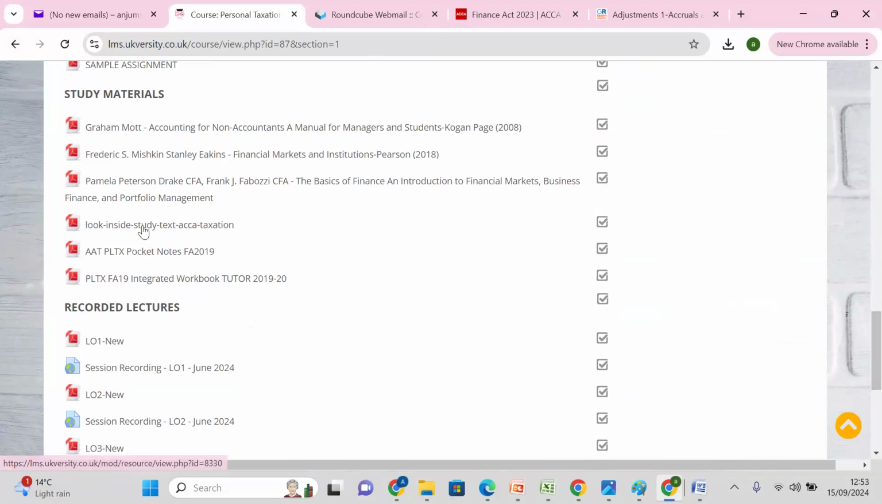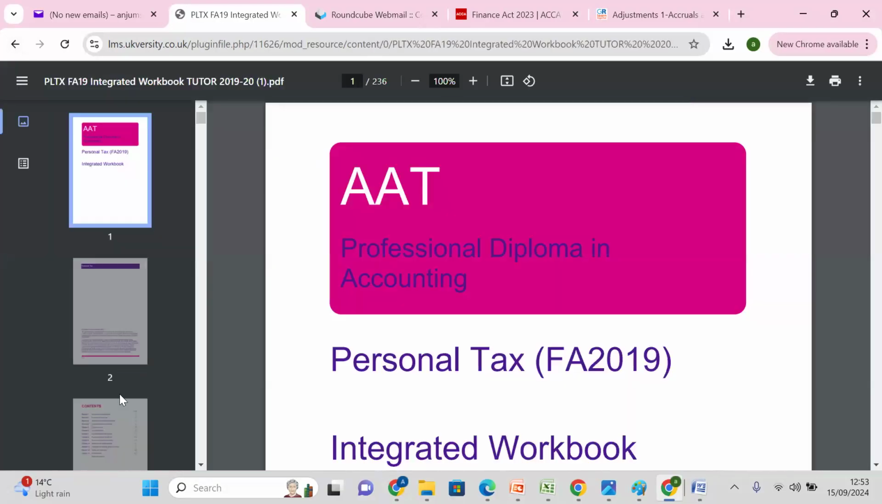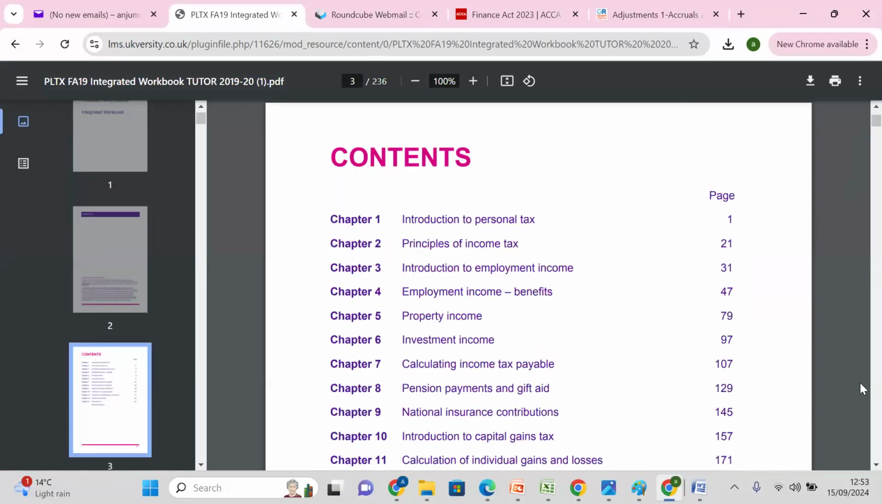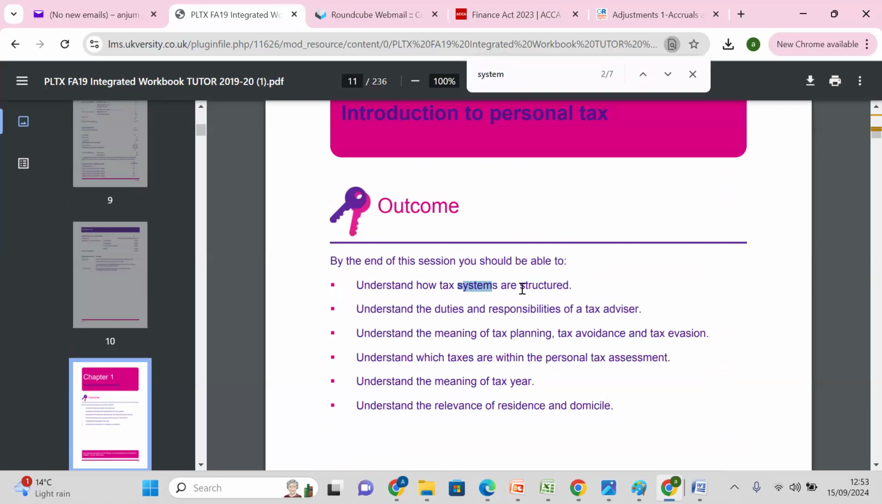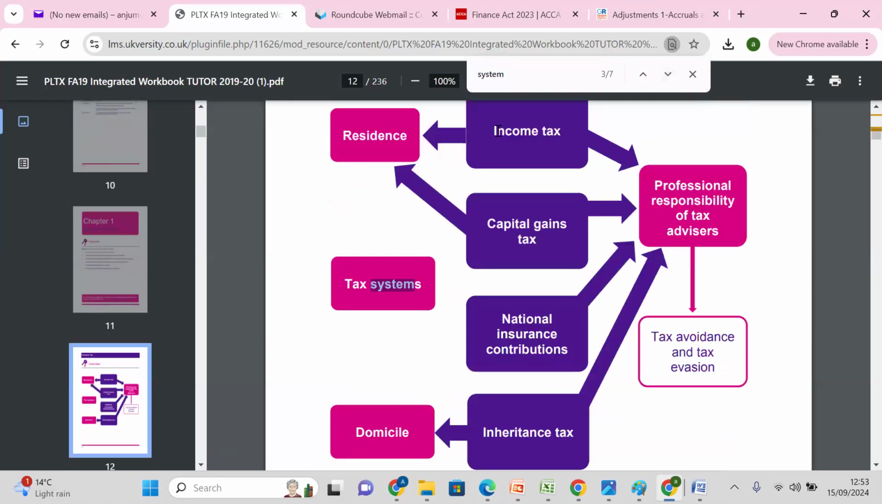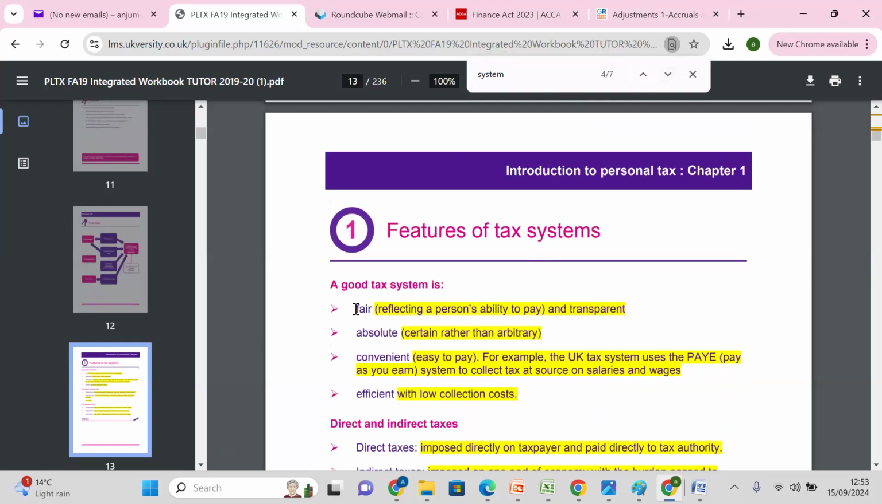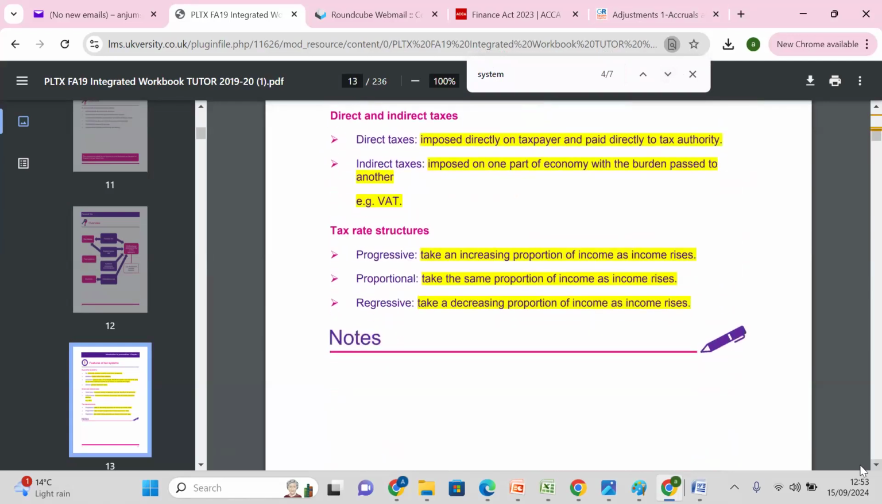Here you will see the pocket notes, and this is the integrated book. If you want, in the book you can pick the example and apply the new rates, which we discussed already. You can look around. Understand the tax system structure. If I go further down, this is the tax system: income tax, capital gains tax. You will see a good tax system is fair, absolute, convenient, and efficient. What is included in tax: direct, indirect, tax rate, structure, progressive, proportional, and regressive.